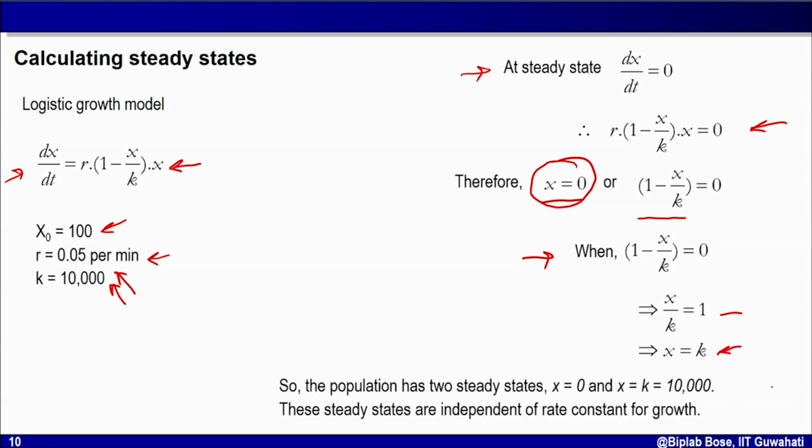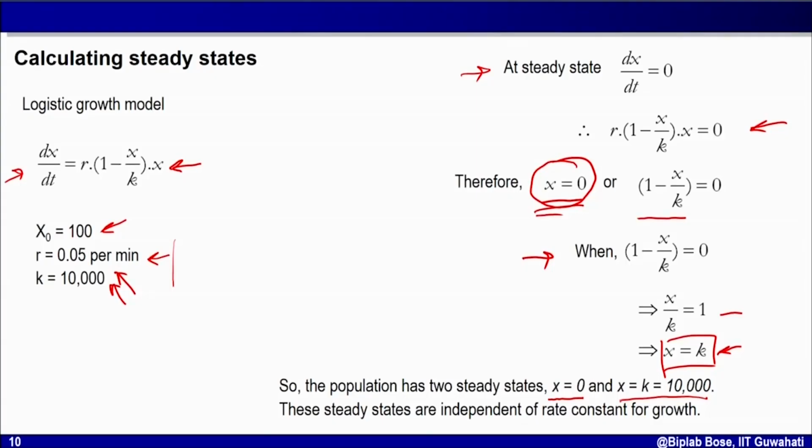So what have I got? I have two steady states for this logistic growth model. One is x equal to 0, one is x equal to k. For both these values, dx/dt will be 0. Now you have given me that k is 10,000. That means the population has two steady states, one at x equal to 0, the other at k, that is 10,000. So if your population is already at 0, the population will remain like that. That's true. If you don't have the organism, then what will grow? If your population is at carrying capacity, that is 10,000, that is another steady state.